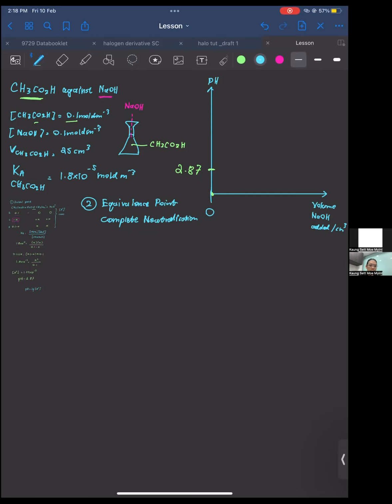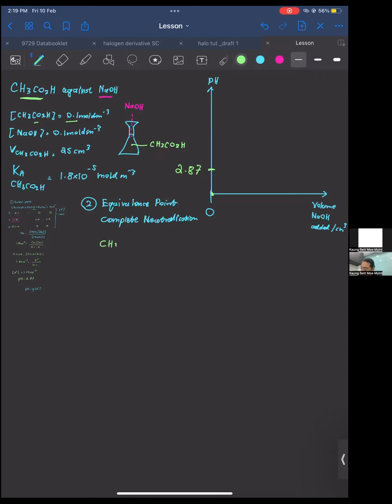Now, before you even start, I need you to have a rough idea of how the curve will look like. You can deduce how the curve will look because we know that as we add base to acids, the pH will start to slowly increase. And there will be a point where the acid and the base will completely react with one another. Now, let me write that equation down.